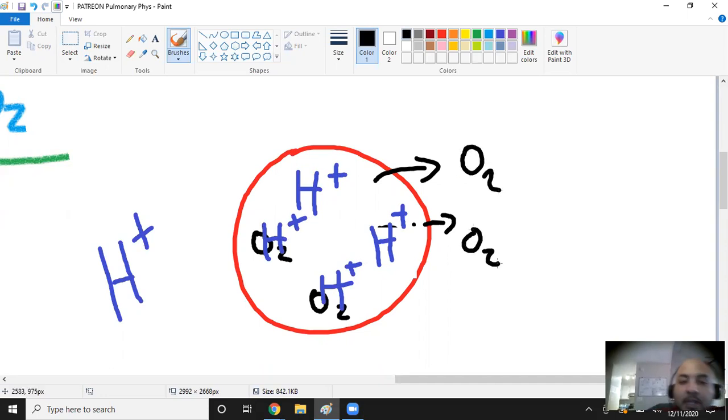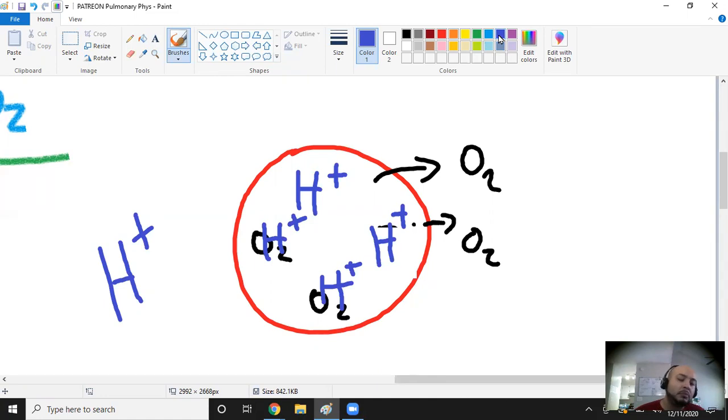Okay, great. This is known as my Bohr effect. When I am desaturating oxygen, why am I desaturating oxygen? Because we have hydrogen or acid, right? We're in an acidotic environment. It's causing desaturation. And why do we desaturate? Because we're trying to provide oxygen to the tissue, correct?